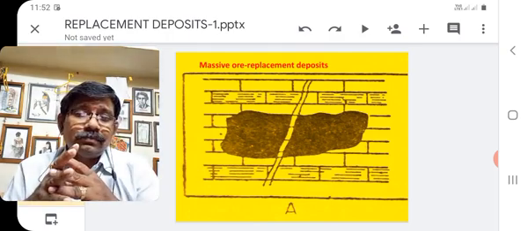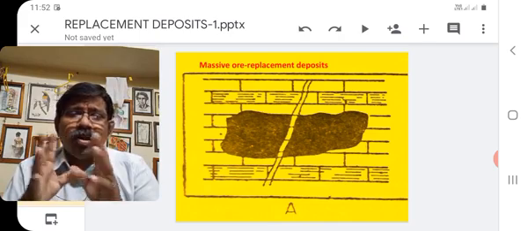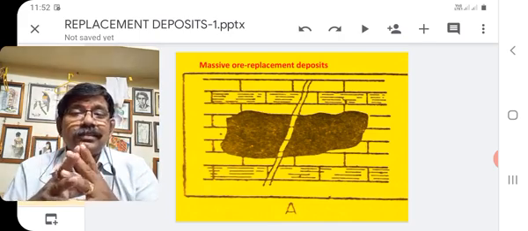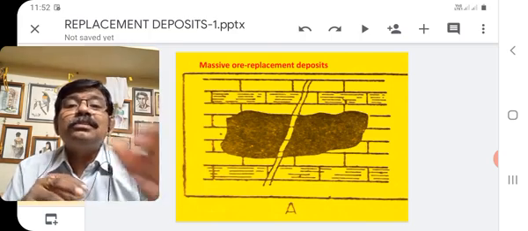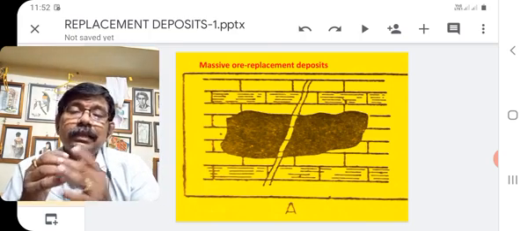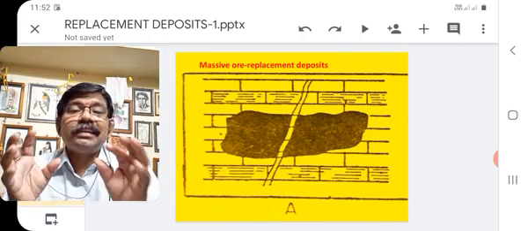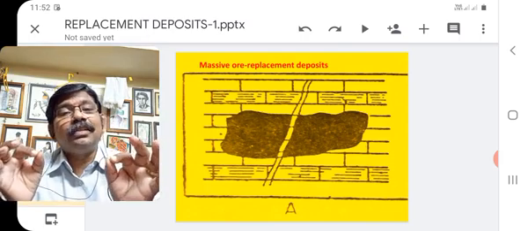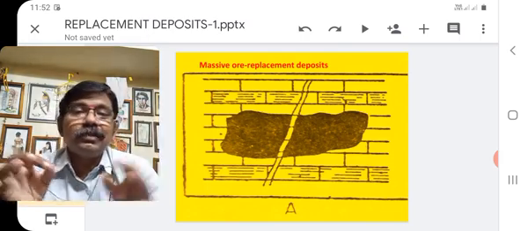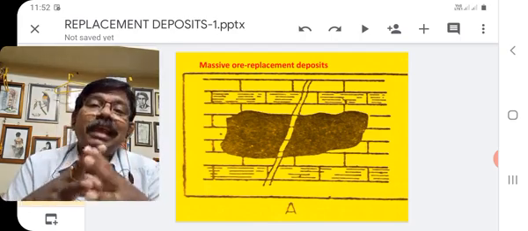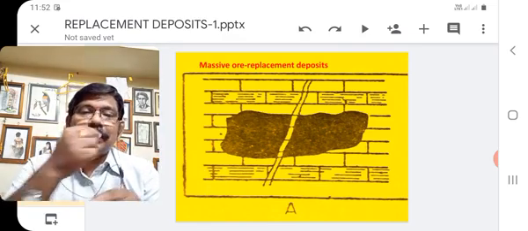gold, silver, whatever it may be, gold, copper, base metals. In economic geology we use the word base metal. What are the base metals? Copper, lead, zinc, okay, nickel. In the classification of economic geology, these are said to be base metals because they are the base for so many alloys.